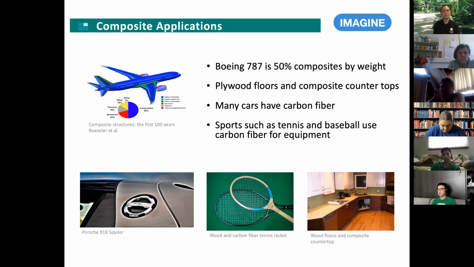As well, there are composite countertops now, which are normally made from recycled wood chips, and then they typically are in some sort of resin. Then you also have a lot of carbon fiber in cars. This is a Porsche, but Lamborghini also uses composites, and McLaren and a lot of F1 cars, for their light weight and also for strength.